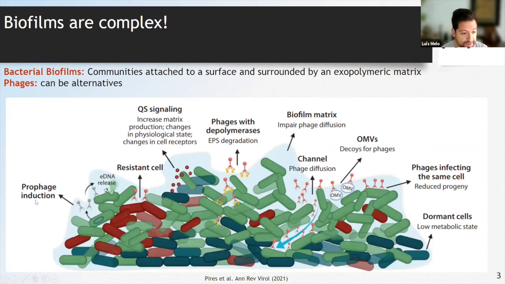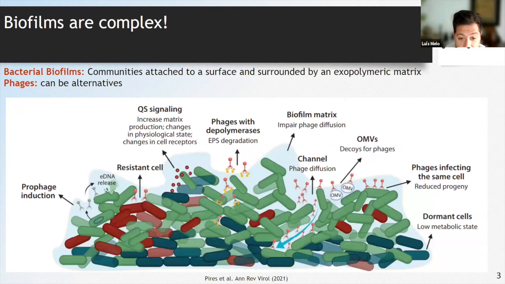So, for example, some strains have prophages, and it is described, for example, for Pseudomonas aeruginosa, that prophages can impact the biofilm formation. Biofilms are composed of dormant cells, which are cells with a low metabolic state, and this impairs the infection by the majority of phages. Also, there are some discussions about the presence of resistant cells at the beginning of the biofilm formation, and quorum signaling. Also, the biofilm matrix and outer membrane vesicles can act as a decoy for phage predation.